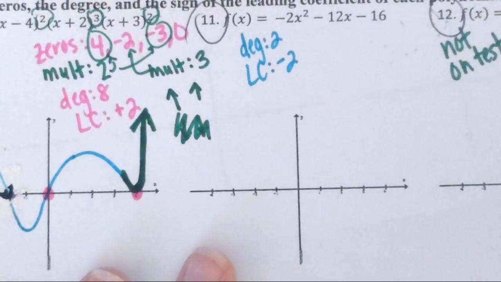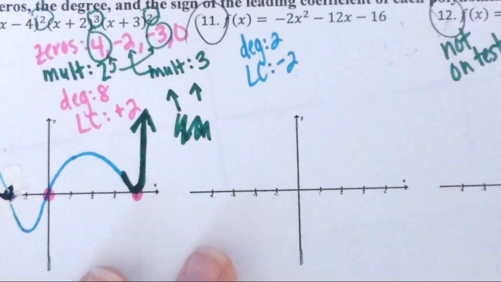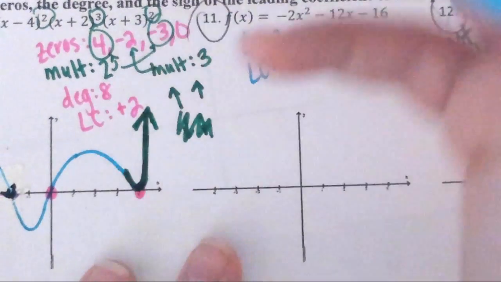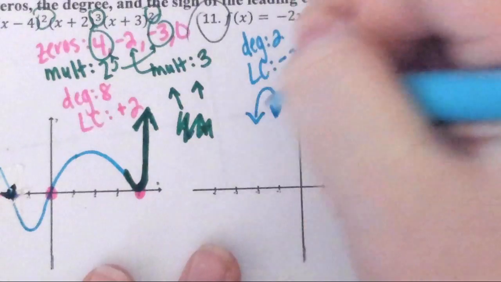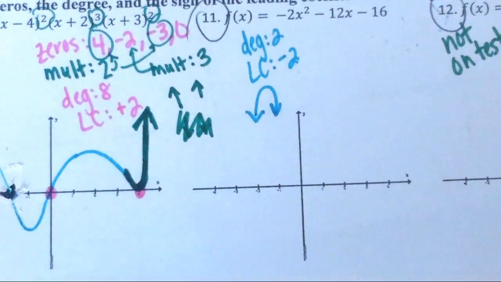It's either a U or an N. It's either a happy face or a sad face because degree 2 is a parabola. It's a sad face because of that negative leading coefficient, so it's more like an N. I hadn't even figured out where the zeros are happening, but I know it's going to look just like that. So that's why this one is the easiest, because I already know exactly what the graph should look like.